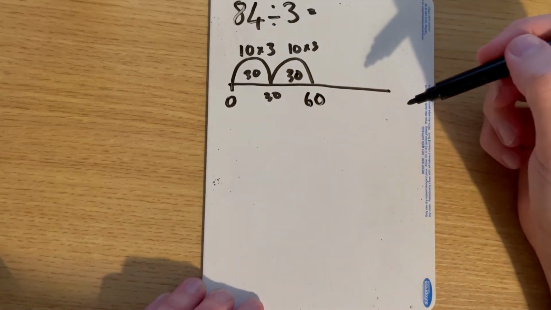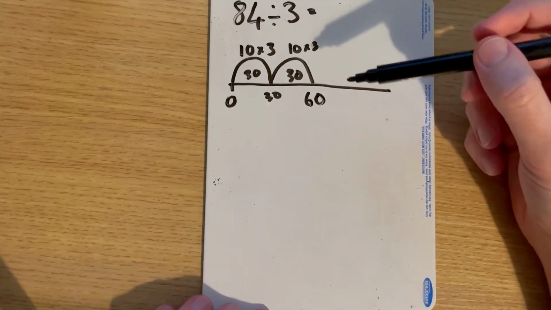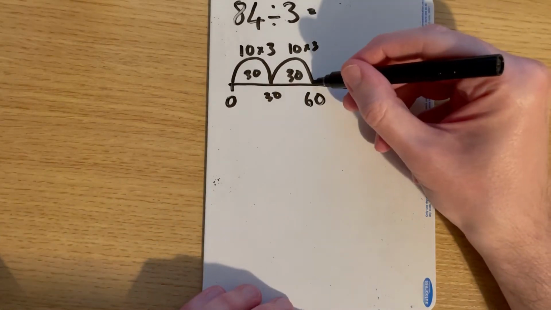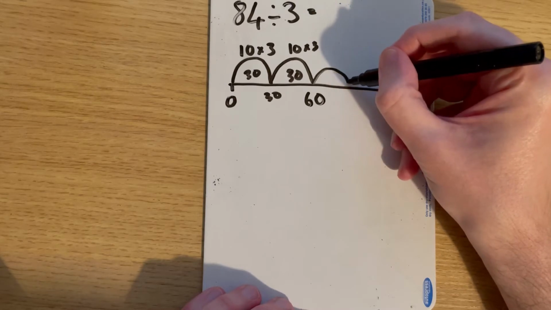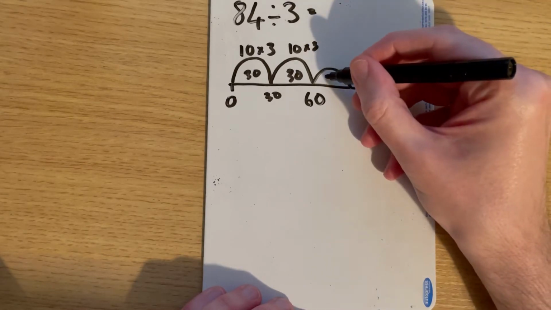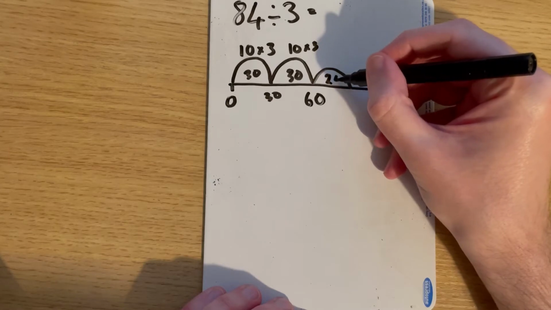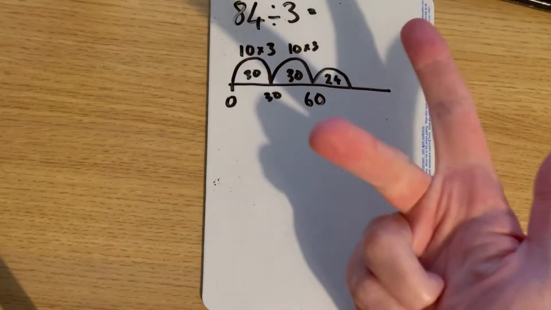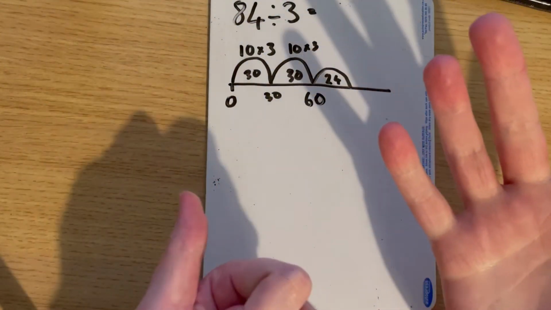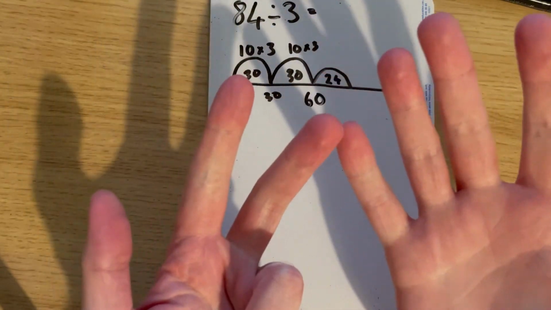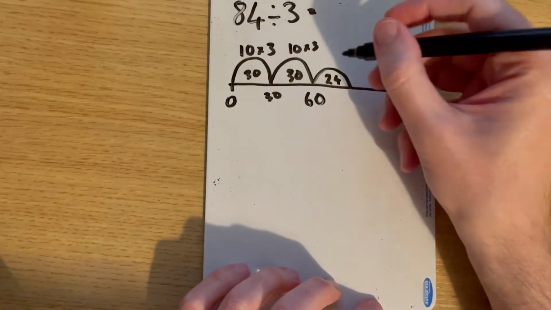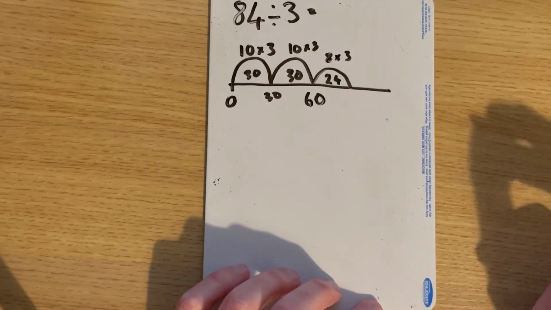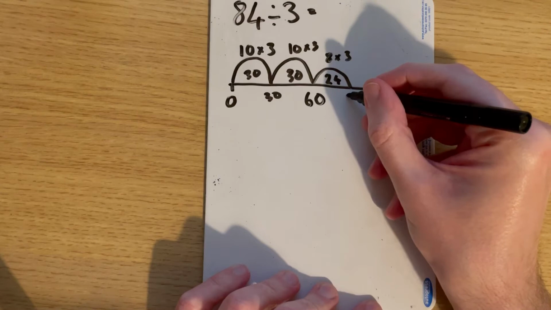Now another jump of 30 would get us too far. We're on 60, we've got to get to 84. There is another 24 left. We've got to get this last 24. Now how many 3s are there in 24? 3, 6, 9, 12, 15, 18, 21, 24. There's 8 3s. 8 lots of 3 in 24. So that got us to 84.